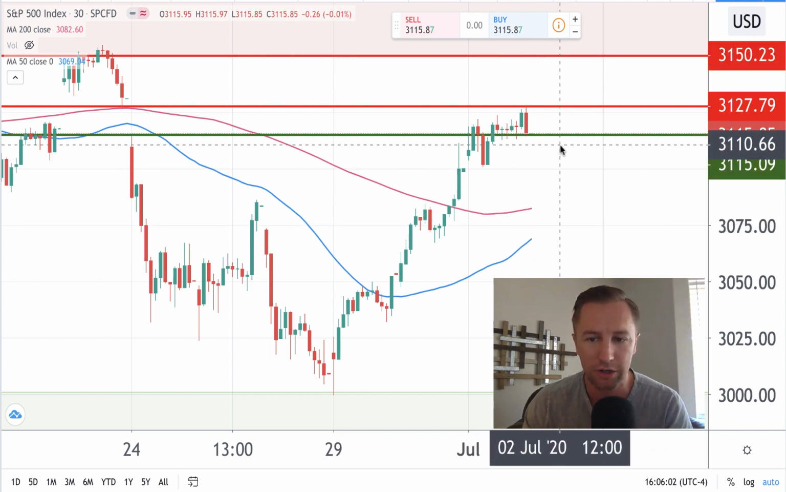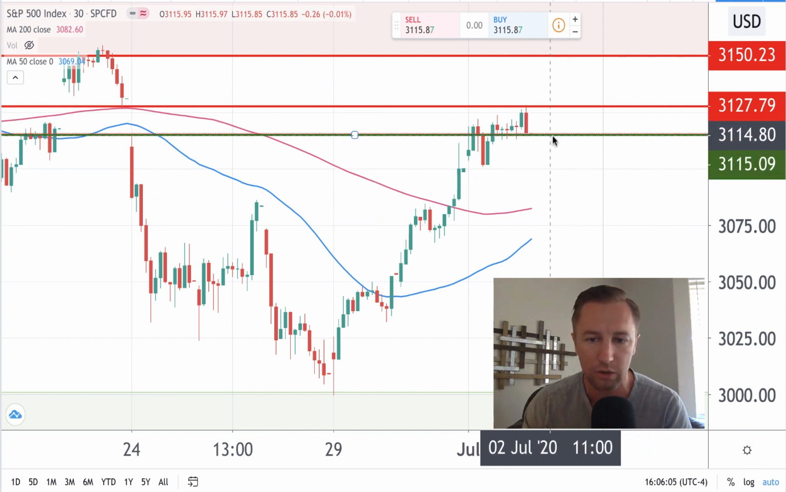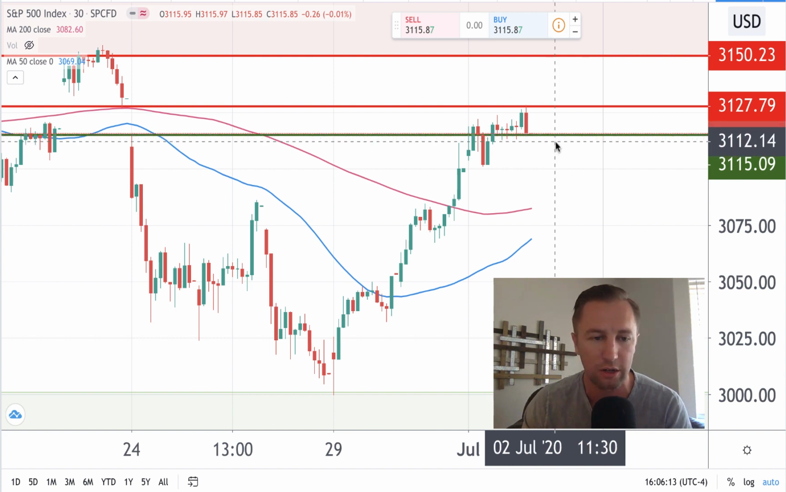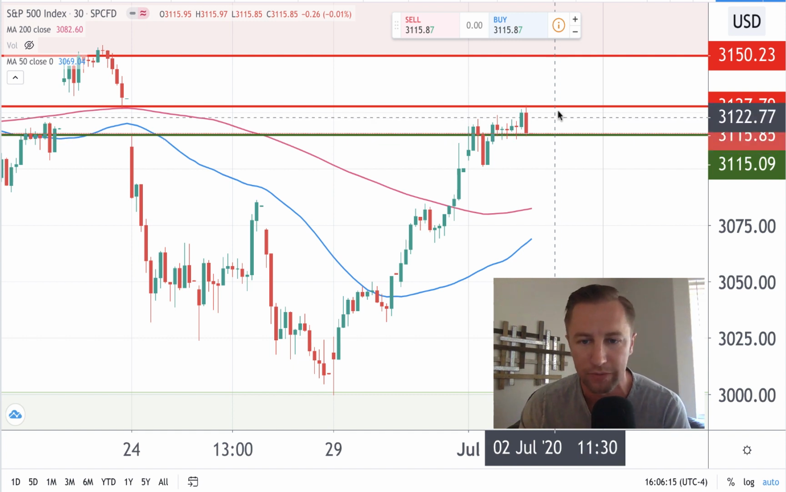These are all going to remain active. This was once a resistance. Now that it broke above it, we're going to treat it as support. So we're going to call it 31.15. It could technically be a little bit lower, 31.12, but let's just call it 31.15. It's a little bit easier to remember. This is still going to be the area of resistance, 31.30, and then 31.50.